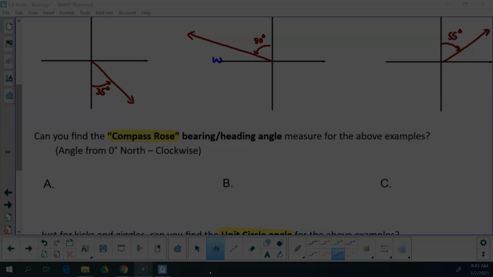So I'll do my compass rose in red. Okay. So that would start here and come down to there. So that would be 180 minus 35, which would be 145. Agree with that one? Okay.